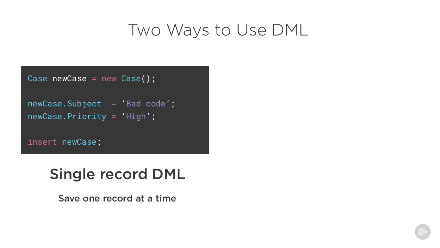There are two ways to use DML in Salesforce. The first is against a single record, and it's the way we've been doing DML so far in this course. It only saves one record at a time, but it's easy and straightforward to use.